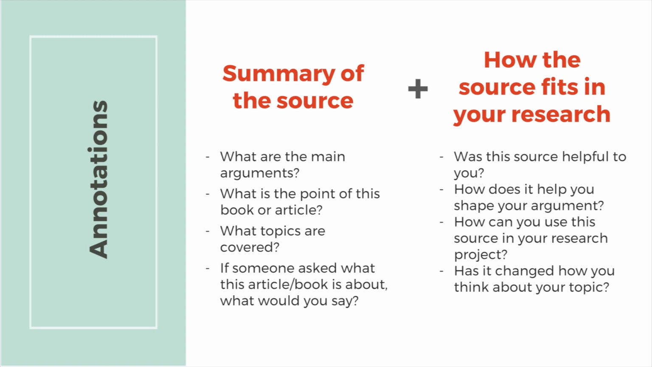By annotation, what I mean is a summary. So an annotated works cited includes a summary of each of your sources. Each of your annotations should summarize the source. If you're not sure what to write, think about what the main arguments are. What is the main point of the book or article? What topics are covered? If someone asked what this article or book is about, what would you say?